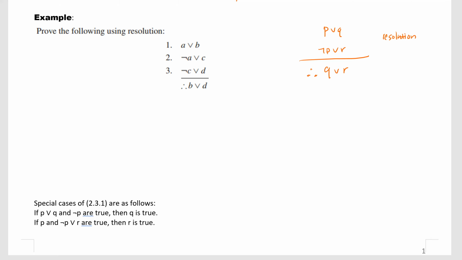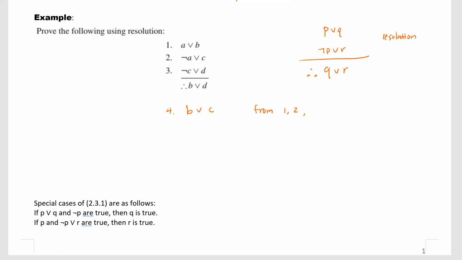Okay, so now let's look at our example. Remember, when you prove the arguments, you're going to number the lines. When you have a new proposition, you can number it as well. So let's look at the first two: A or B, and not A or B or C. Well, A kind of cancels, so we get B or C. And this is from lines 1 and 2, right? And we're using the resolution proof, okay?